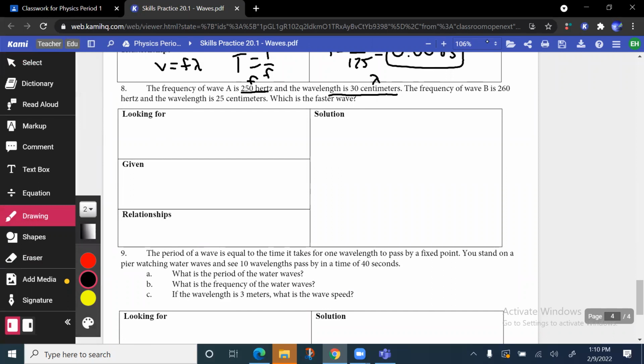Number 8, the frequency of wave A is 250 hertz and a wavelength of 30 centimeters. The frequency of wave B is 260 hertz with a wavelength of 25 centimeters. Which wave is faster? Well, in order to figure this out, we should probably organize our work between wave A and wave B, with the given information and the unknowns.